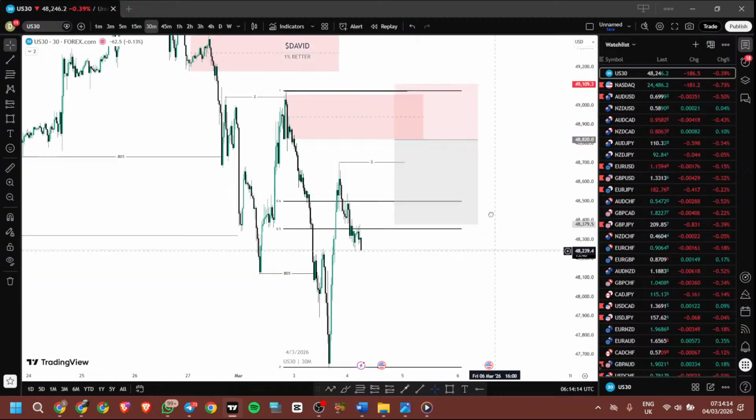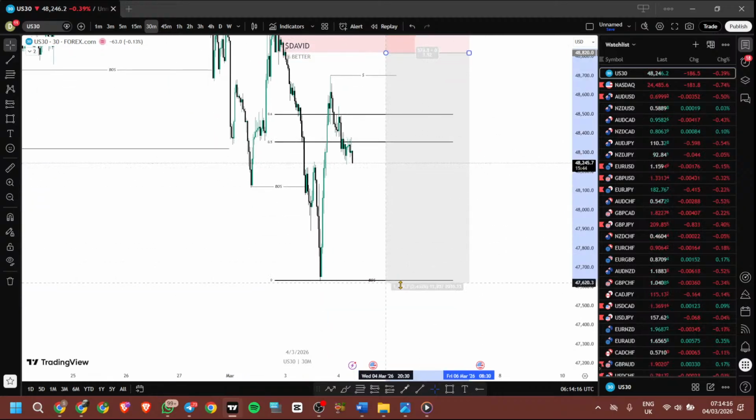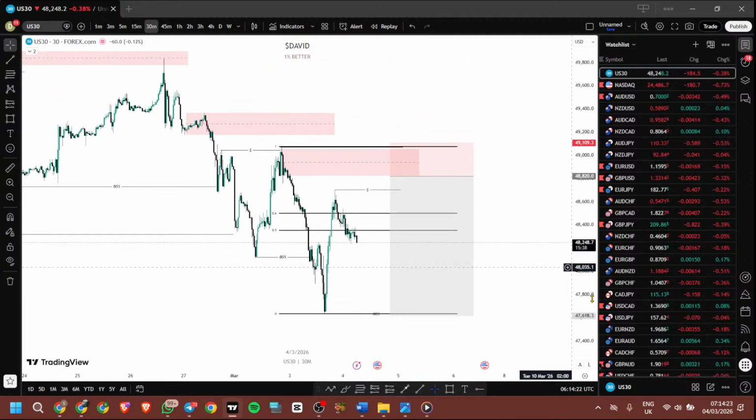This is targeting what, a break. So this trade is still very okay, right? Because it's still in discount. It's still in discount.